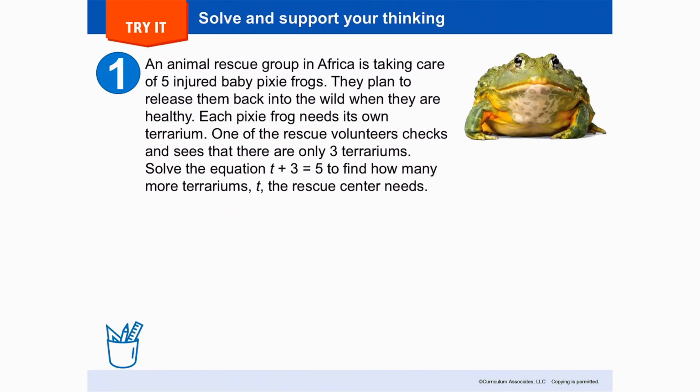It says an animal rescue group in Africa is taking care of 5 injured baby pixie frogs. They plan to release them back into the wild when they're healthy. Each pixie frog needs its own terrarium. One of the rescue volunteers checks and sees that there are only 3 terrariums. Solve the equation t plus 3 equals 5 to find out how many more terrariums t, the rescue center, needs.